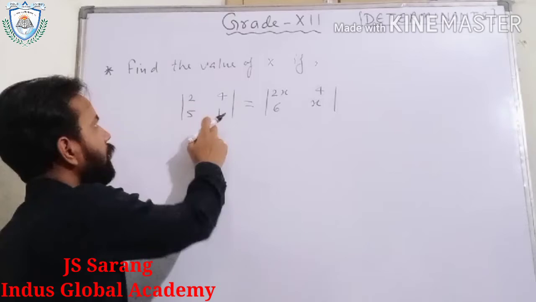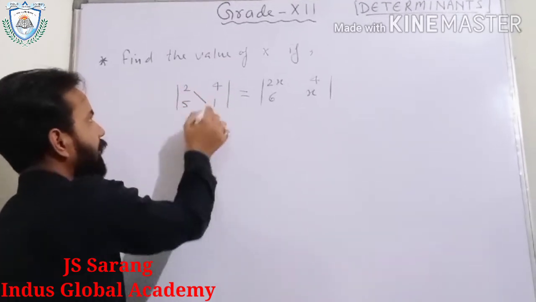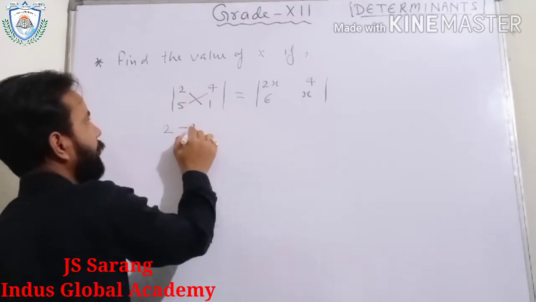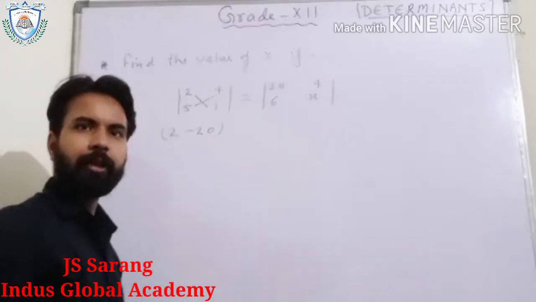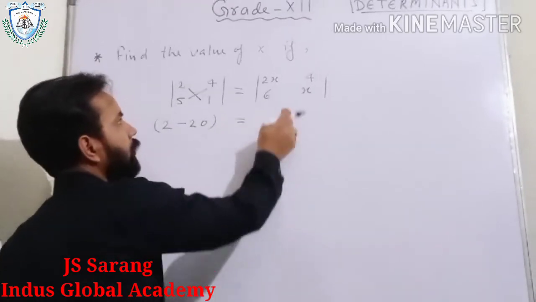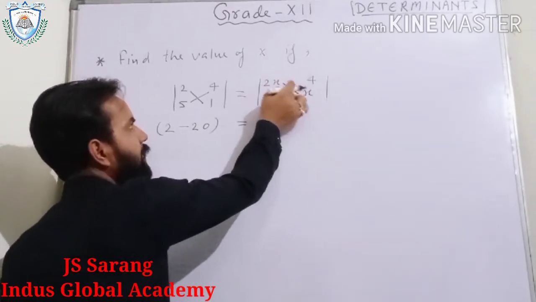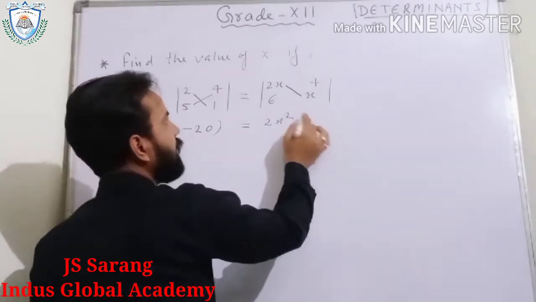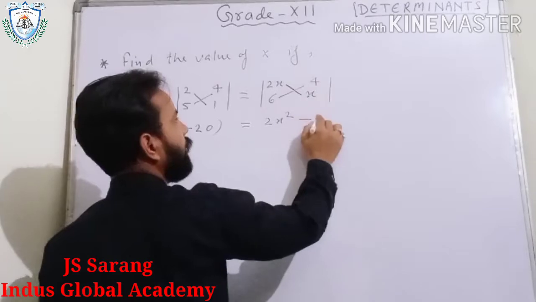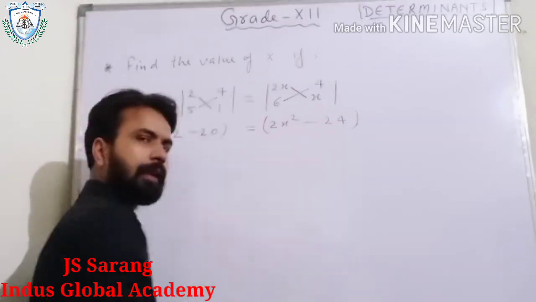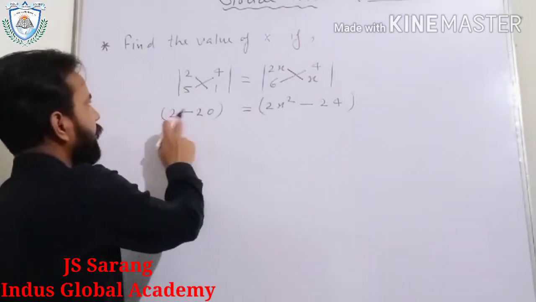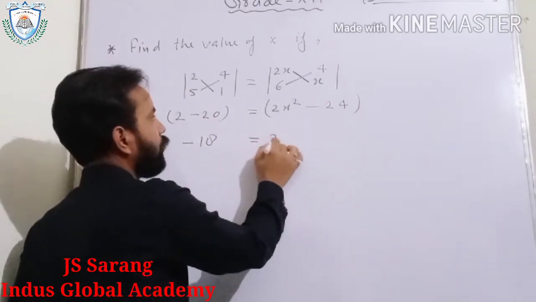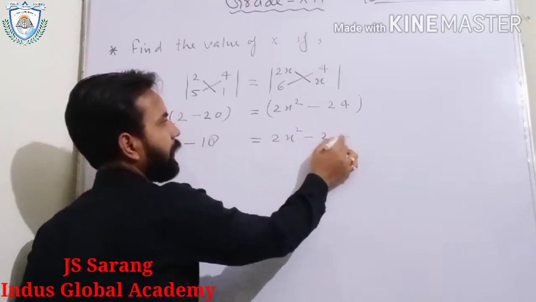This is 2 by 2 order. So how can we find? Cross multiplication. 2 1s are 2 minus 5 4s are 20. This is the value of this determinant. This must be equal to the value of this determinant, 2x into x. We will get 2x square minus this into this, 6 into 4 is 24. Clear? Now 2 minus 20, we will get minus 18 equal to 2x square minus 24.